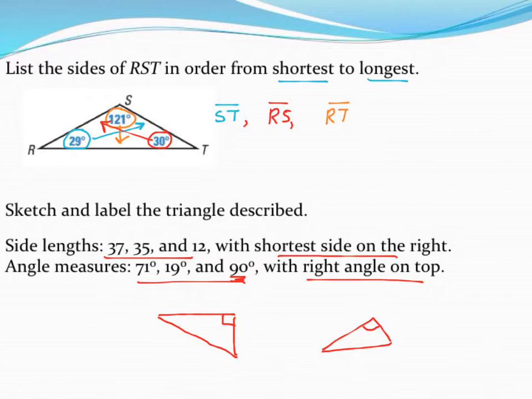So I've labeled my 90-degree angle. I'm going to cross that off. I don't need that anymore. They've also told me to put the shortest side on the right of the triangle, so the shortest side has to be 12. So that's what they've told me.